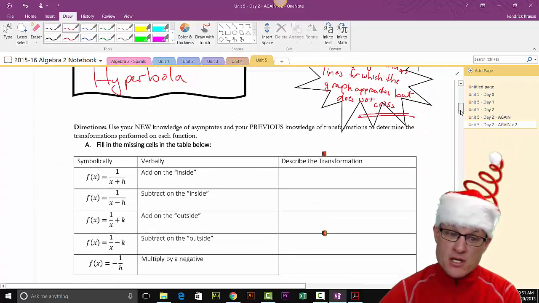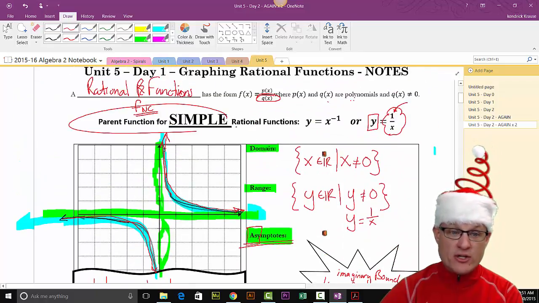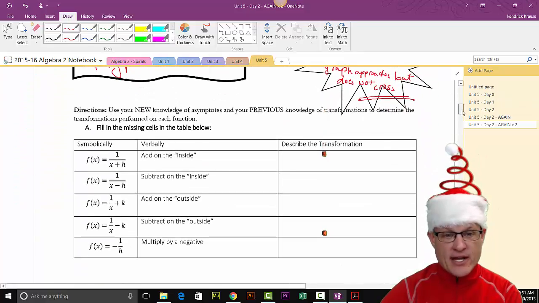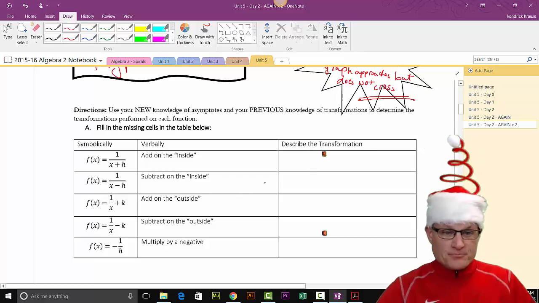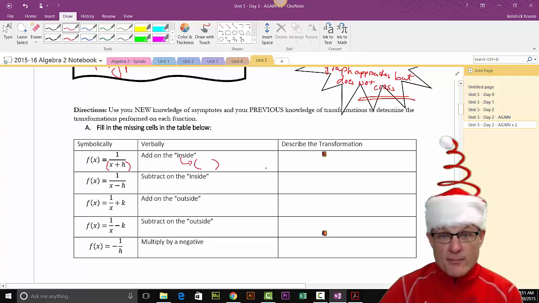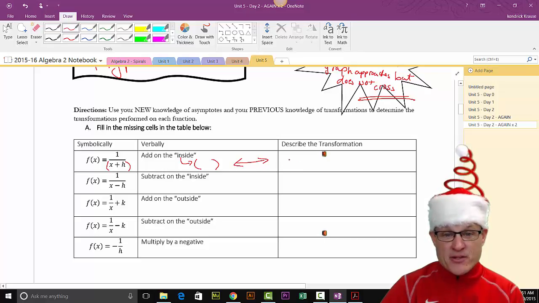There's the function. Let's talk about some transformations of the function. Because remember, every time we've learned a parent function up until now, we've always then done the transformations on that parent function. And that's what we're going to do right now. Now, when you add right next to the x, I want you to think about that as being inside the parentheses. And if you remember correctly, inside the parentheses were shifts left and right.